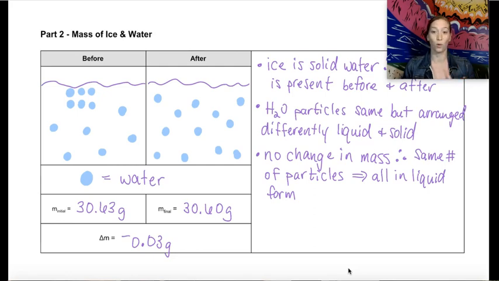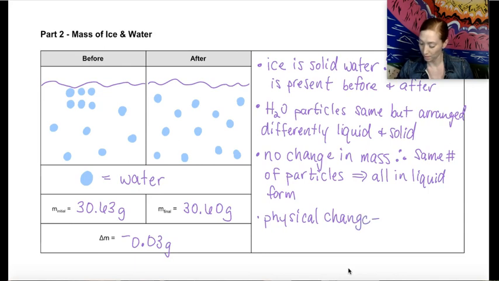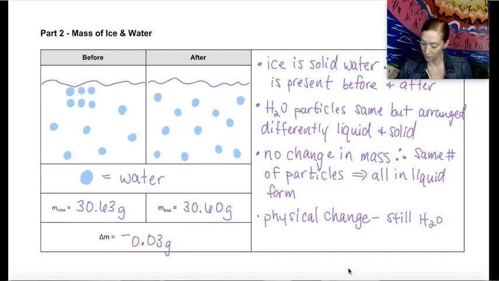Now, again, water before, water after. This is going to show that we have a physical change. Still water before and after.